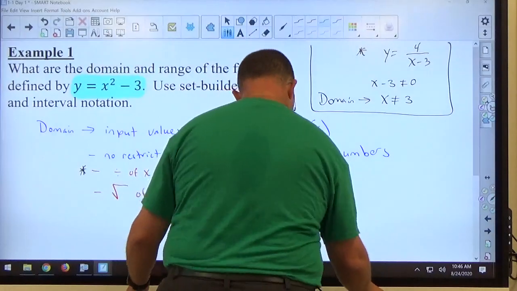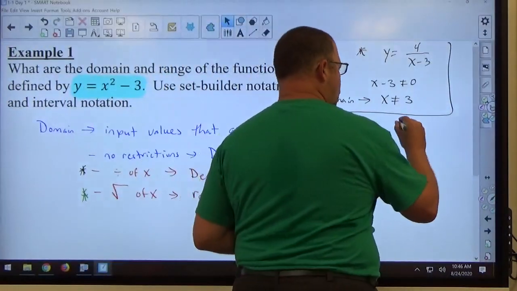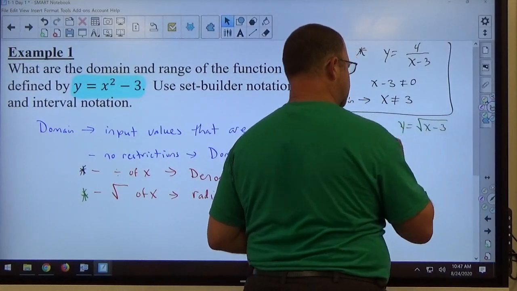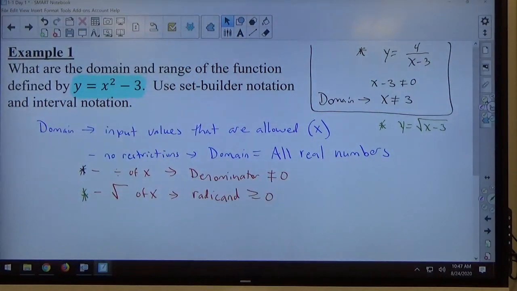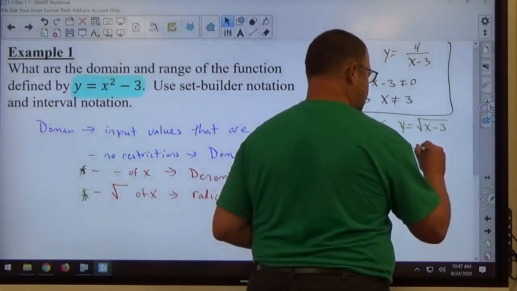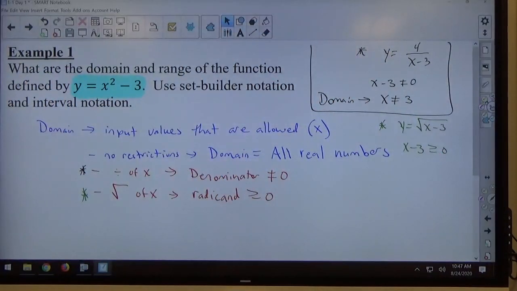I'll do this scenario in green. y equals the square root of x minus 3. Okay, square root of an x expression. This says the radicand must be greater than or equal to 0. The radicand is what we're taking the square root of. x minus 3 is greater than or equal to 0. Again, that's all you have to do to find domain. Apply the rule.